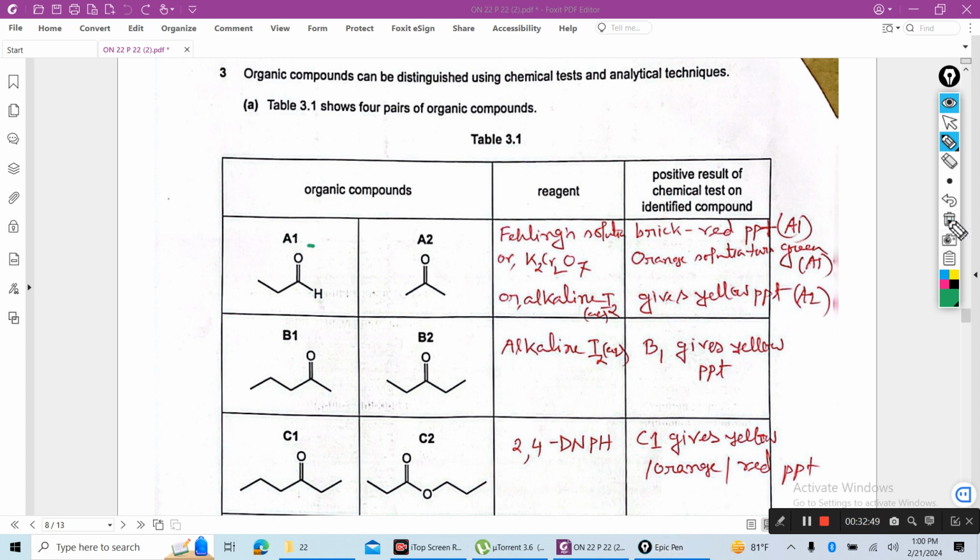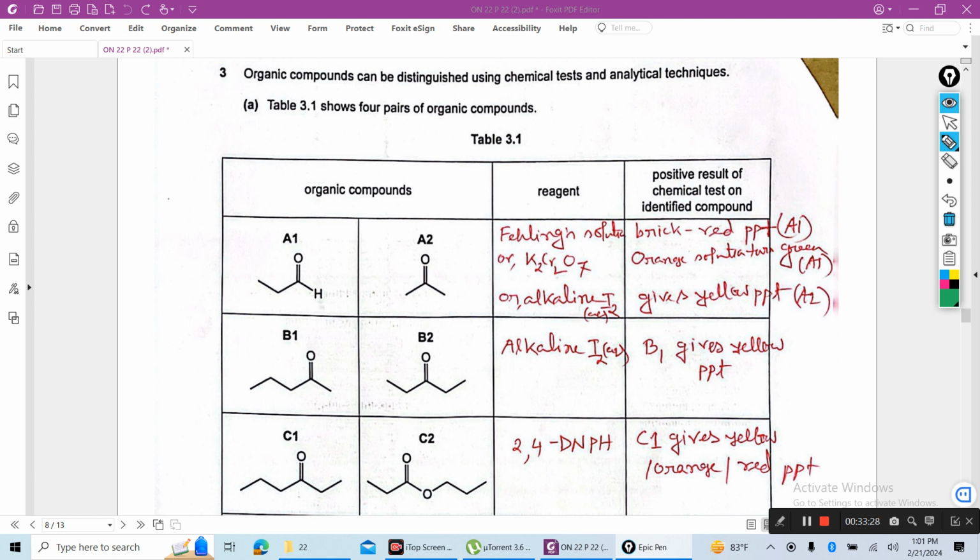Now you see this is an aldehyde because of the aldehyde functional group. This is a ketone. One is aldehyde, other is ketone. So to distinguish aldehyde and ketone, very simple, you can use Fehling solution. A1 gives brick red precipitate, because aldehyde gives a red precipitate with Fehling solution.